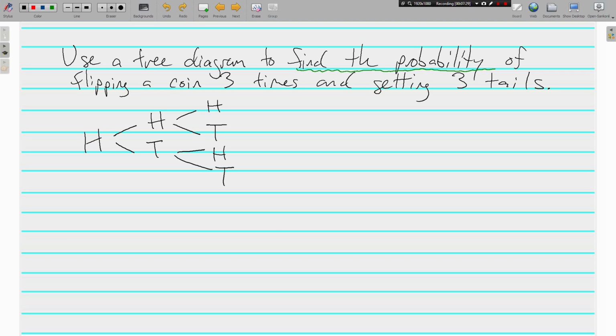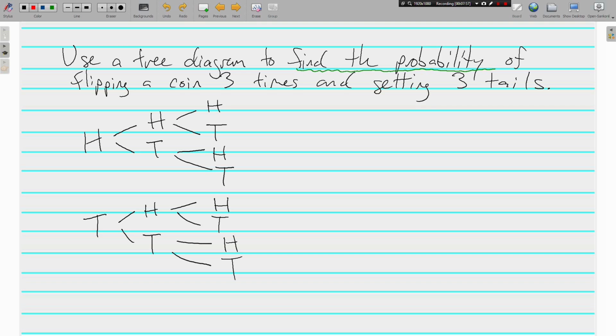So let's go back, and let's say the first flip was tails. What could happen on the second flip? We could get heads, or we could get tails. And then on the third flip, we could get heads, or we could get tails. You've always got 2 options each time when you're talking about flipping a coin. There's either heads or tails.